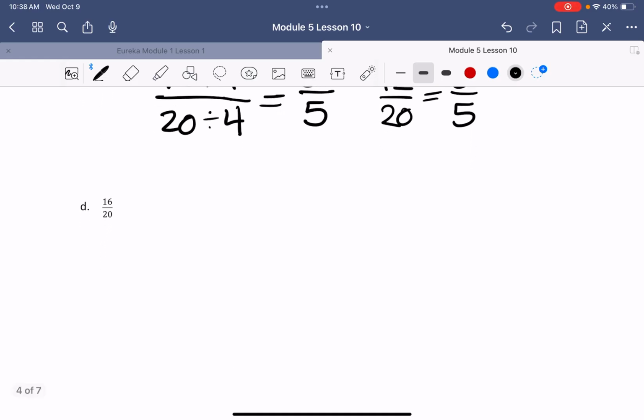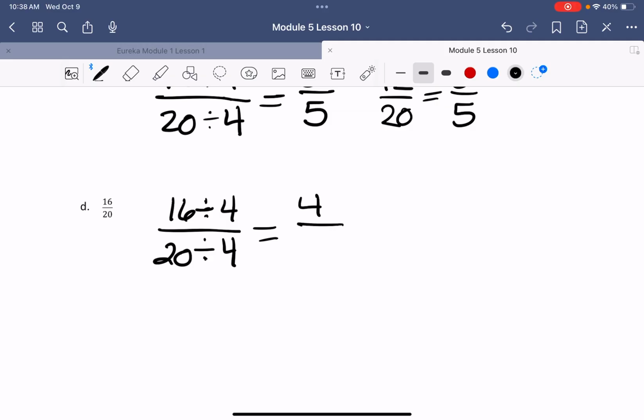The next one, we have 16/20. We're going to divide that number, and we want to find the biggest number we can divide it by. Again, we could do 2, but 2 is not the biggest. So for this one, we choose 4 again. It will not always be 4 that you divide it by, but for these problems it is. So 16 divided by 4 is 4, and 20 divided by 4 is 5. So 16/20 is equivalent or equal to 4/5.